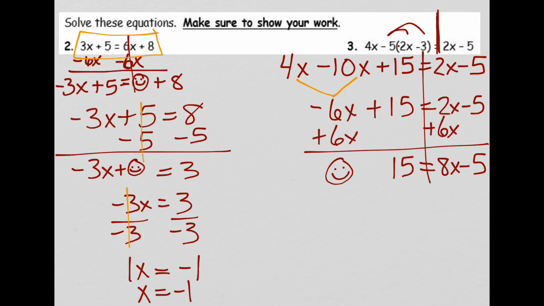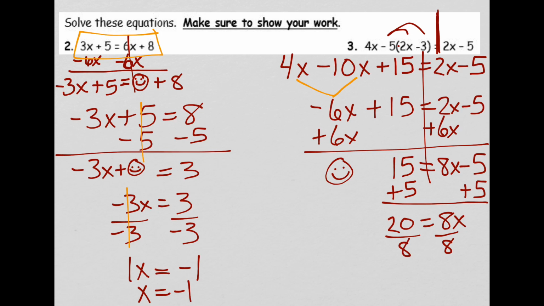Okay, now that I have all my variables combined and on one side, I've got to move my constants over to the other side. Remember, the constant is the number without the letter attached to it, just the plain old number. So since I was subtracting 5, the opposite of that would be adding 5, and that will get me 20 equals 8x. Okay, now I've got a number equals a coefficient and a variable, so I'm going to divide both sides by 8 to get rid of that coefficient.